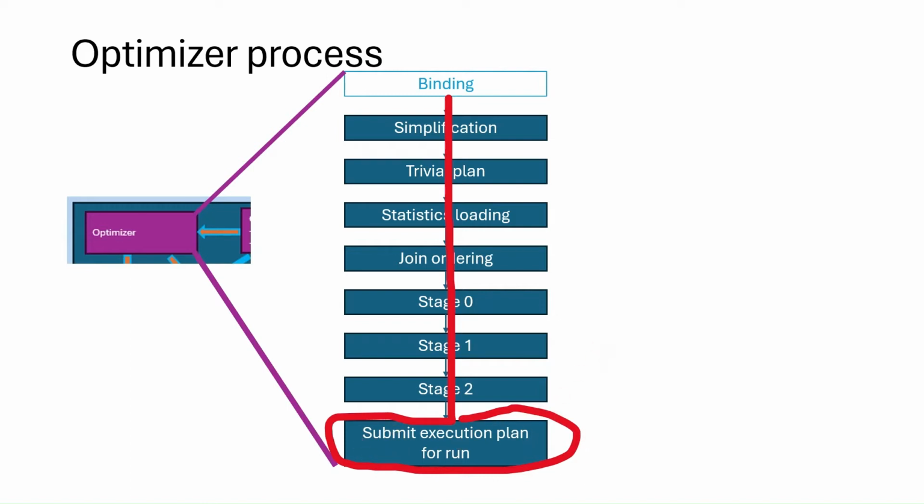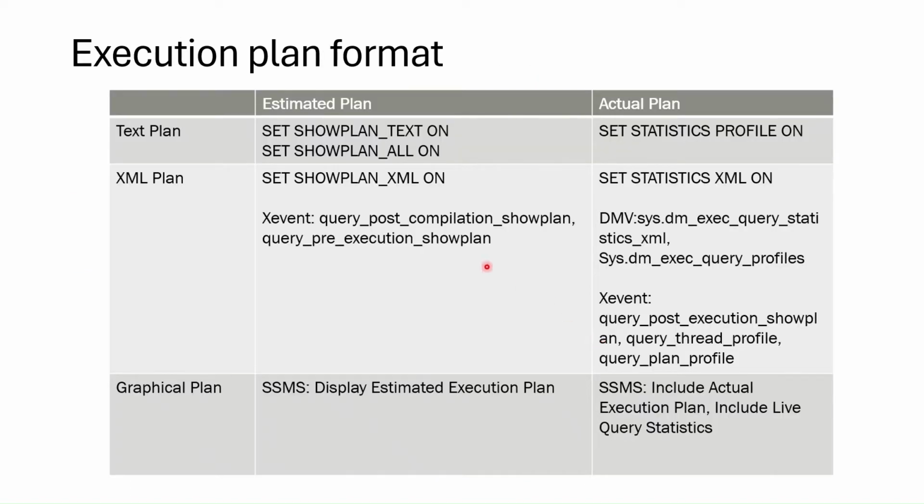First, there are three formats of execution plan: text, XML, and graphical plan. In general, we use graphical and XML mostly. The plan can be estimated or actual. Estimated plan is a plan before actually executing the query, while actual plan is the one generated after executing the query. Mostly, we need the actual execution plan because it provides execution time for each operator.